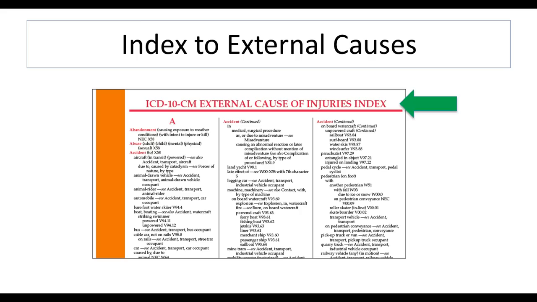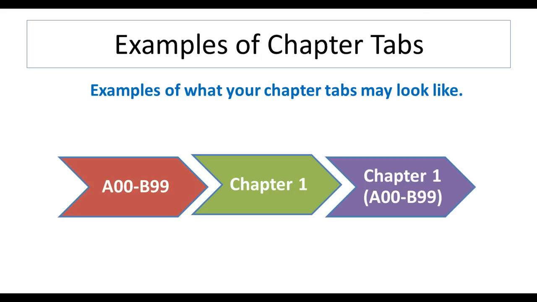Placing a tab at the index to external causes of injuries will help you identify this index easily when searching for an external cause code. Label this tab Index to External Causes. Now that you have the indexes, the guidelines, and the tables labeled, let's start placing a tab at the beginning of each of the 21 chapters throughout the tabular list.